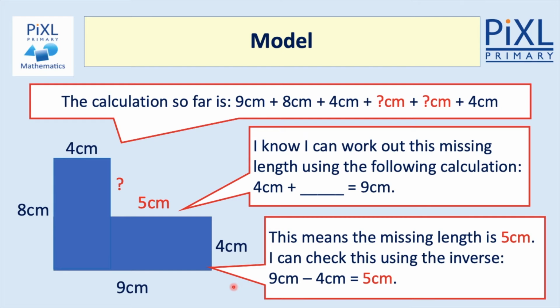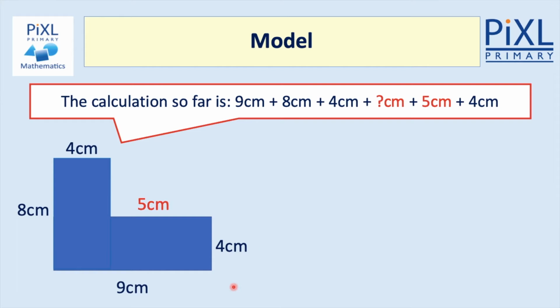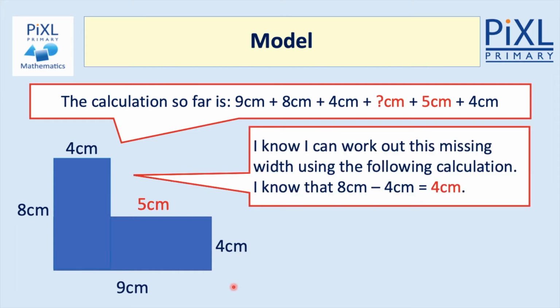I can check this by using the inverse. 9 centimetres take away 4 centimetres equals 5 centimetres. I know that I can work out this missing width using the following calculation. I know that 8 centimetres take away 4 centimetres equals 4 centimetres.